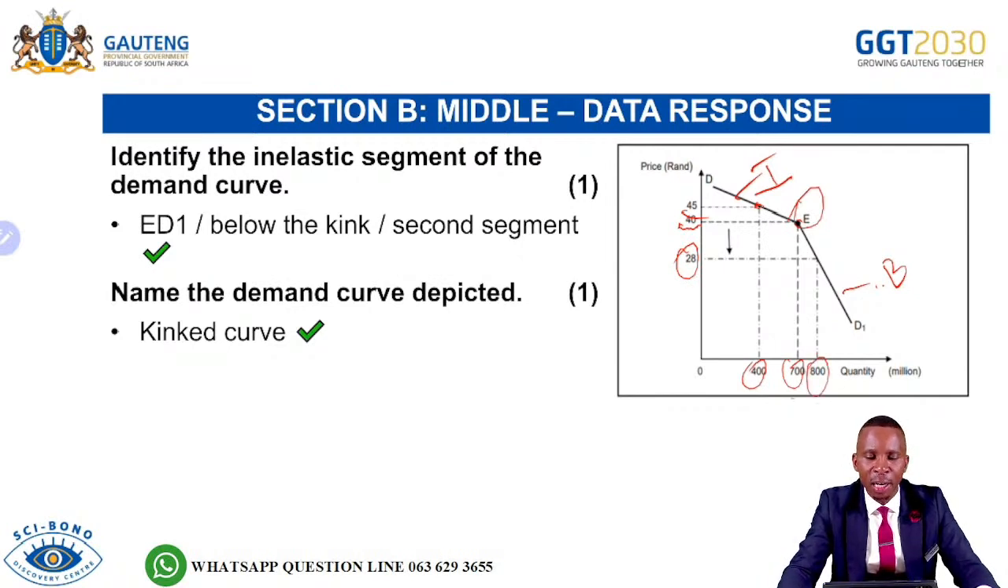Identify the inelastic segment of the demand curve. That is ED1. That is the inelastic demand curve, ED1, the bottom segment. And then name the demand curve depicted above. That is a kinked demand curve for the oligopoly.